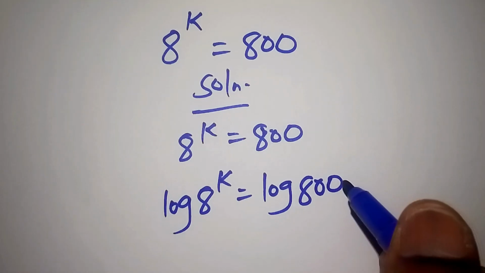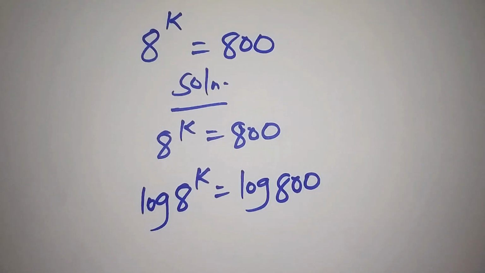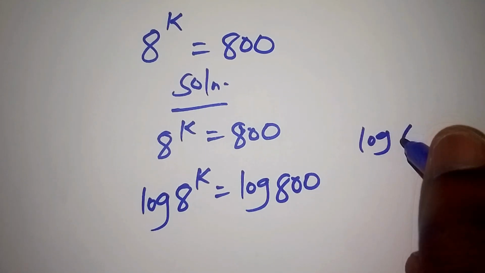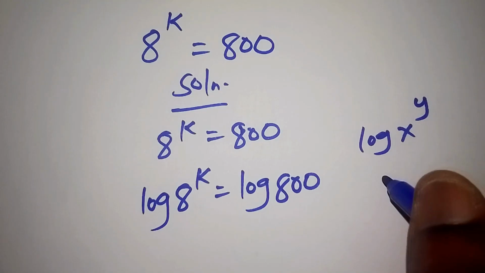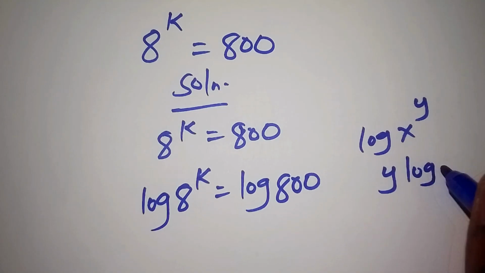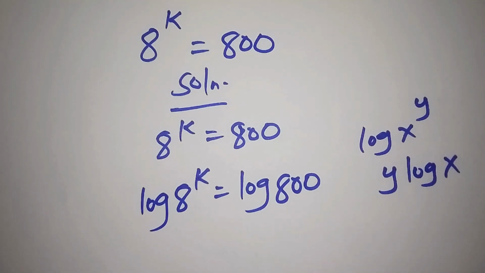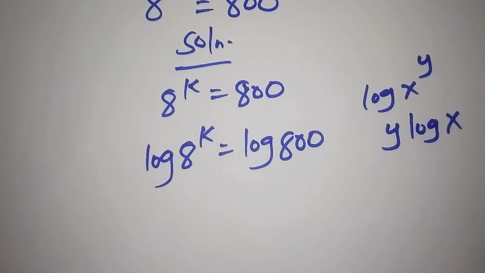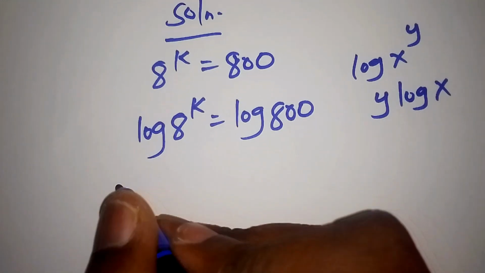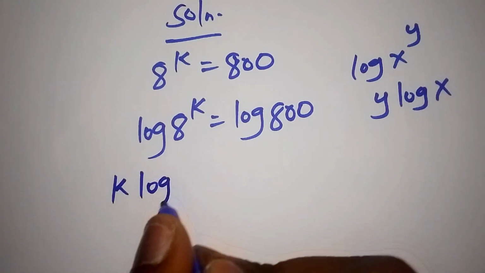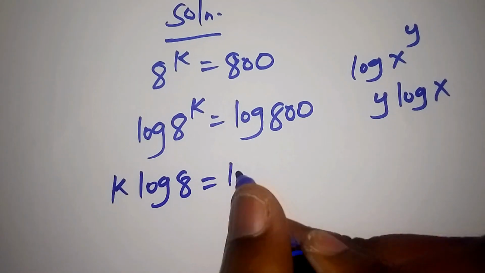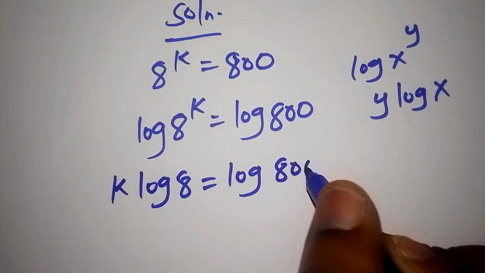So assuming that we have something like the log of x to the power of y, this one can also be written as y times the log of x. Similarly, the log of 8 to the power of k, we can have it as k log 8. So k, the log of 8 is equal to the log of 800.